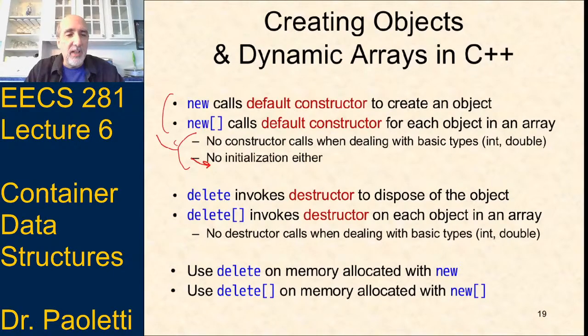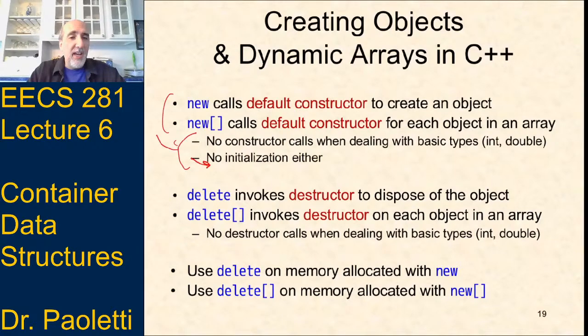Now when we do a delete, we've got either delete to delete one object or delete square brackets to delete a bunch of objects or a bunch of primitive values. If it's primitive types like int, double, char, etc., there's no destructor called. We have to remember we only use delete on things that were created via new. We don't use delete square brackets if we did a new without square brackets. We don't do any type of delete on something that wasn't new.